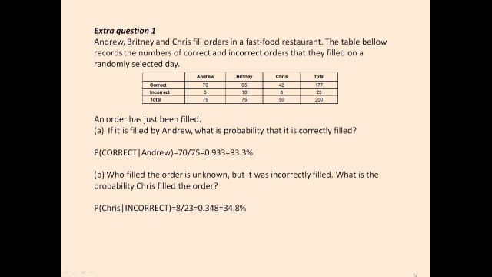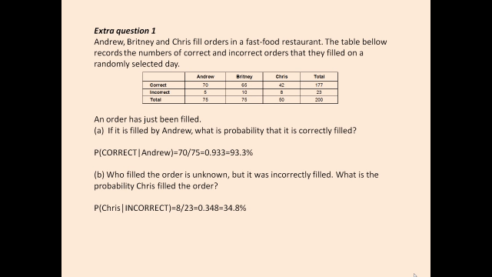Extra question 1. Andrew, Brittany and Chris fill orders in a fast food restaurant. The table below records the number of correct and incorrect orders that they filled on a randomly selected day. So we have 200 orders overall. We've got the data displayed in a contingency table, with Andrew, Brittany and Chris across the columns, and correct or incorrect on the rows.